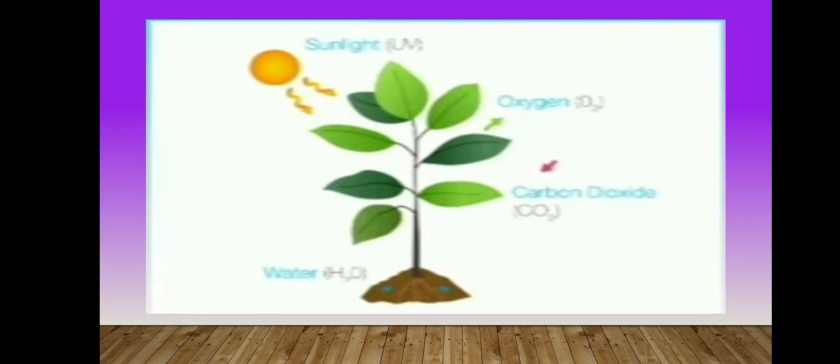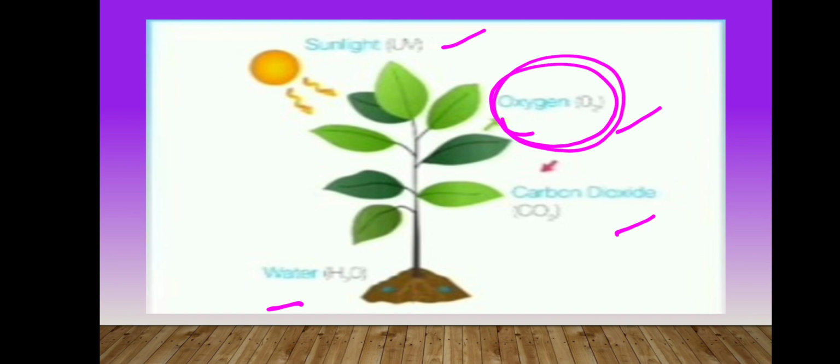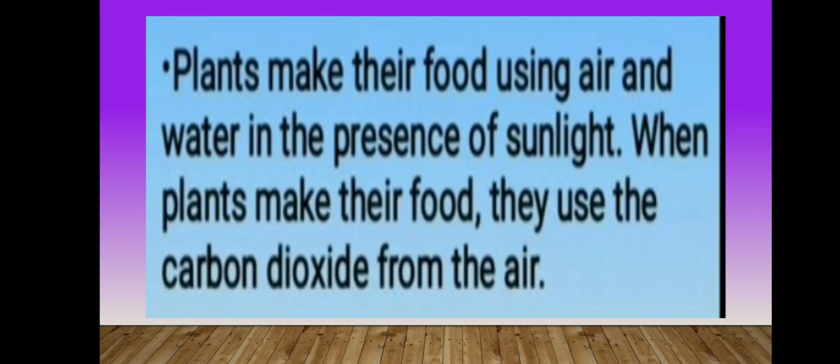See, plants prepare food here. Plants prepare food, getting sunlight, carbon dioxide, and water. Means plants need air to prepare food and to grow. Plants make their food using air and water in the presence of sunlight. When plants make their food, they use the carbon dioxide from the air.